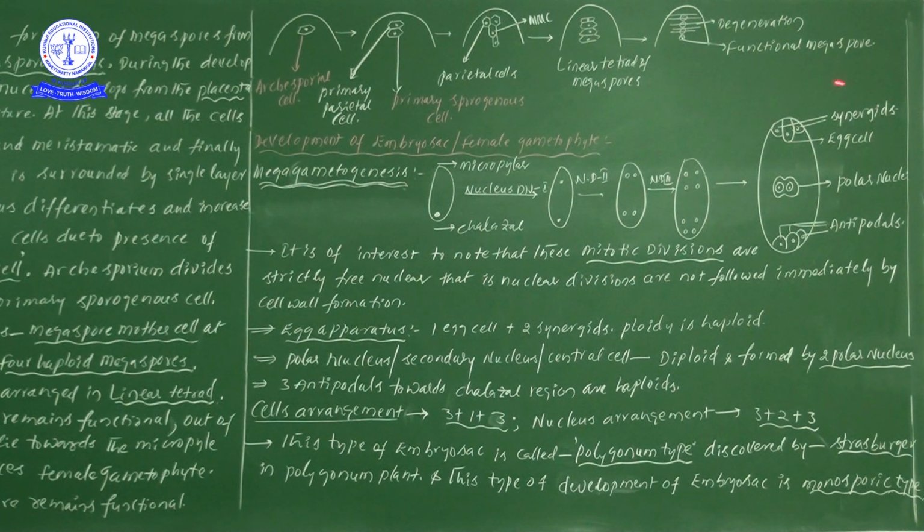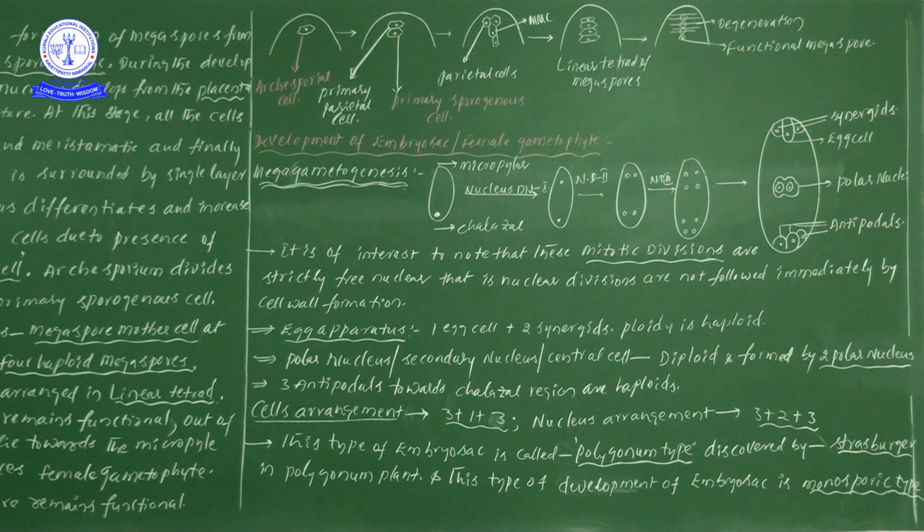Egg apparatus is nothing but one egg cell and two synergids. Together we call it the egg apparatus. Don't forget, embryo sac means this entire structure, while egg apparatus means just this part. Embryo sac means the whole structure, but egg apparatus means the egg cell with two synergids.